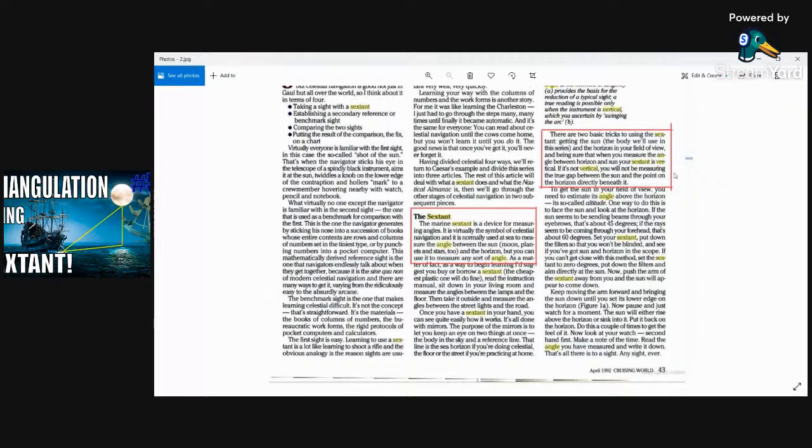So we're using the sextant to measure an angle from the sun to the horizon. And look what it's saying right here. You're measuring the gap between the sun and the point of the horizon directly beneath it. What is that point on the horizon? That is going to be the GP of the sun on the horizon. Can you see where this is going, globe believers?